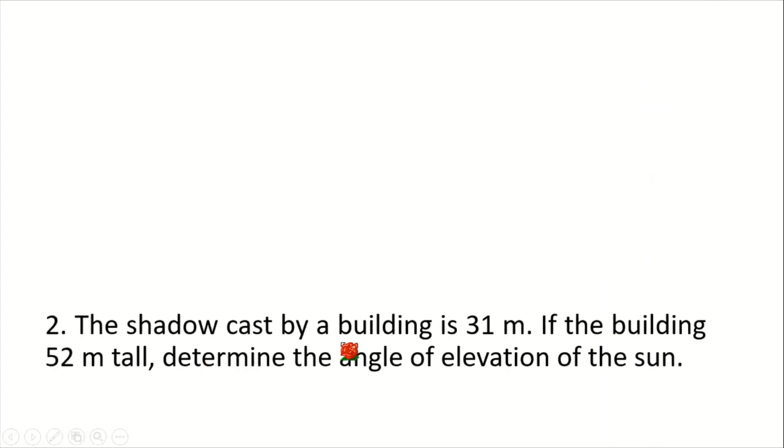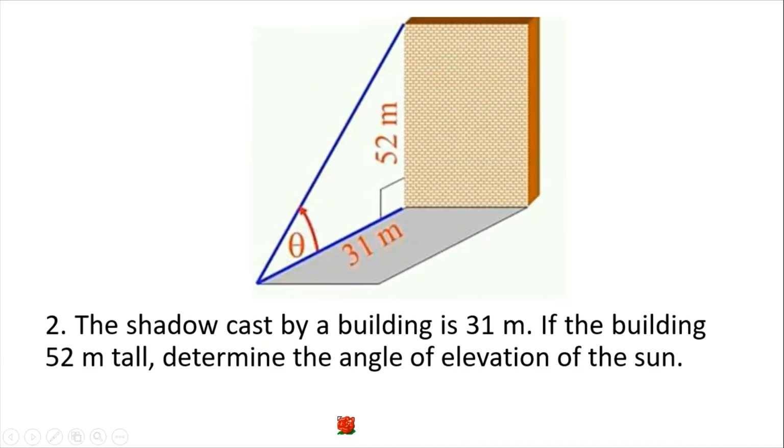So, we have here another example. The shadow cast by a building is 31 meters. If the building is 52 meters tall, determine the angle of elevation of the sun. It is better to make an illustration based on what we understand from the problem. Alright? So let's draw. Here let's say this is the building. Then this is the shadow. Yan, this is the shadow cast by a building na mayroong 31 meters. At yung haba ng building is 52 meters.